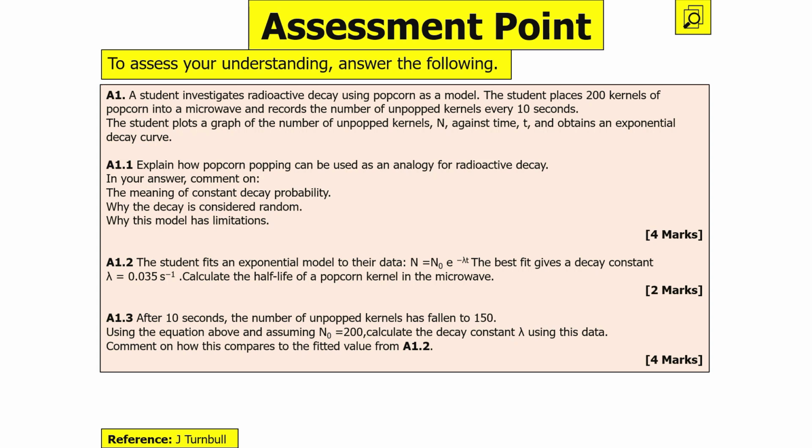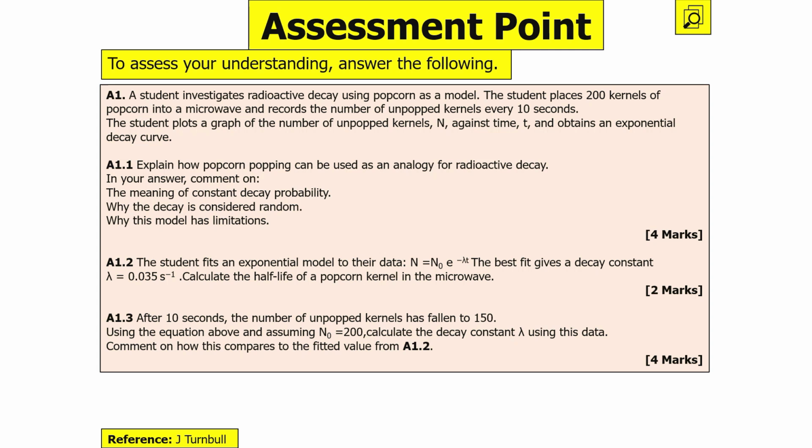In your answer, comment on the meaning of the constant decay probability, why the decay is considered random, and why this model has limitations. The student fits an exponential model to their data, n equals n0 e to the minus lambda t. Their best fit gives a decay constant of 0.035 seconds to the minus 1. Calculate the half-life of the popcorn kernel in the microwave.